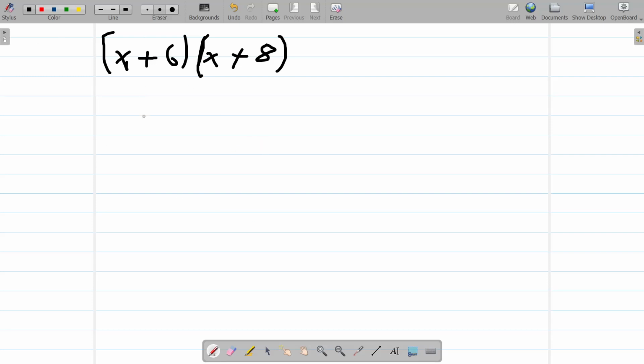So we got this, so we'll times the first term by the first term in the second bracket, so x squared, and then it'll be 8x and 6x, so we can group them together to make it 14x. You can obviously write it out as 8x plus 6x and then group them together later, but as you do this more often, you can just do it quickly in your head. And then you do 6 times 8, which is 48, I believe.